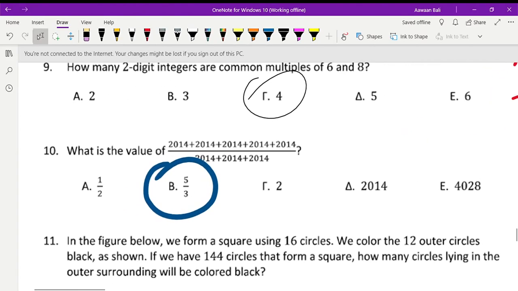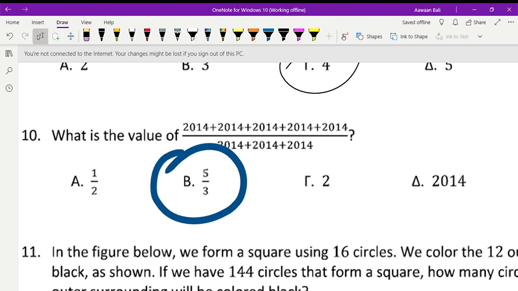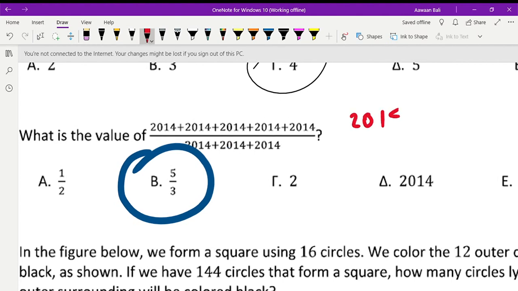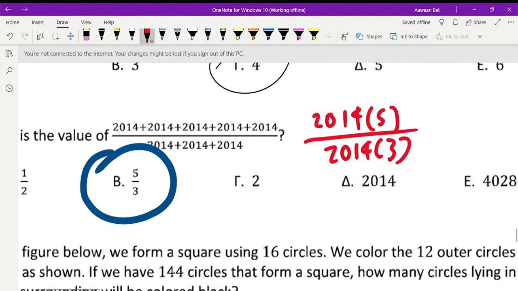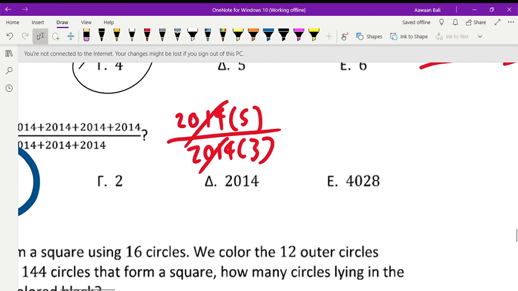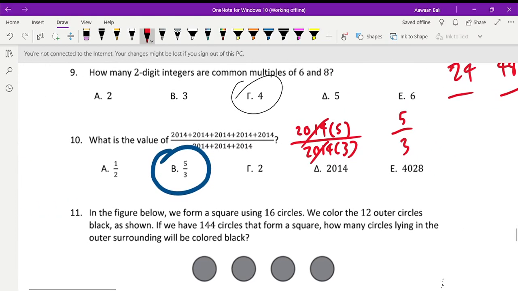What is the value of this? This is actually really easy. If you look, this is addition, not multiplication, so we can't do normal cancelling. That's wrong. We can basically simplify this into 2014 times 5 divided by 2014 times 3. Now it's multiplication, so we can cancel the 2014 and the 2014 since that's a common factor. You get 5 upon 3. So therefore your answer is beta.